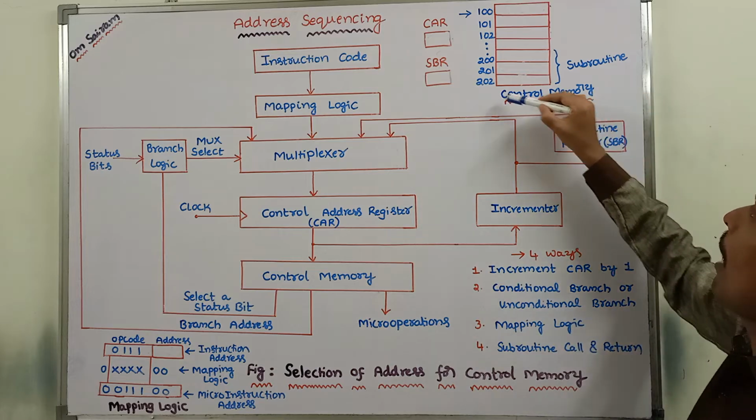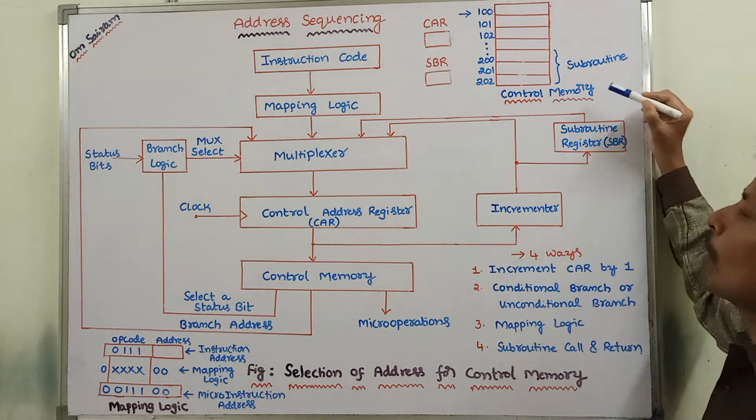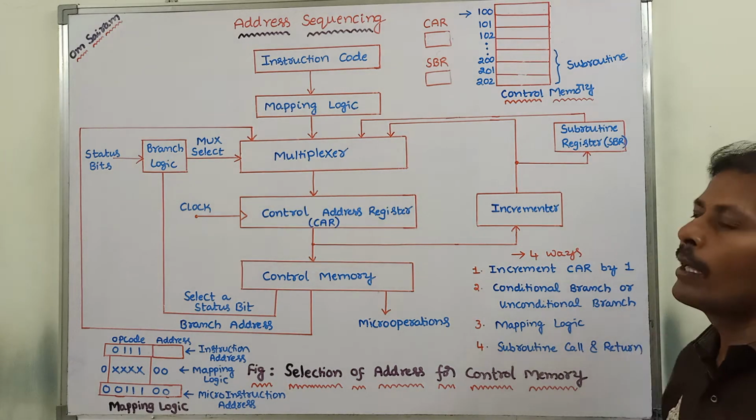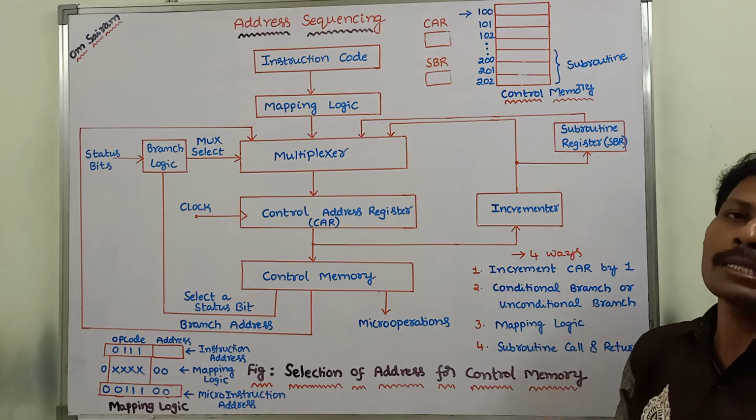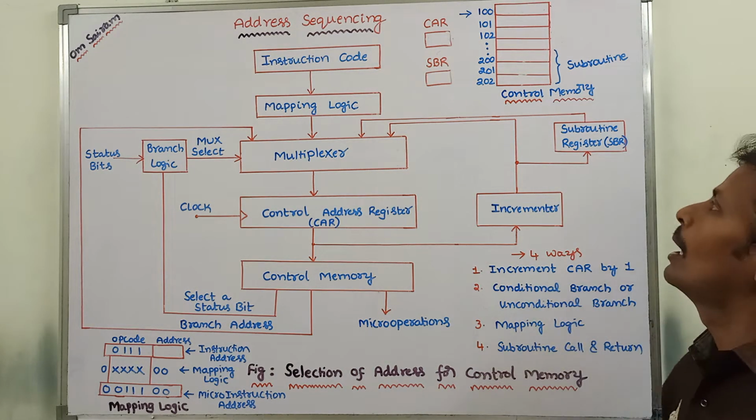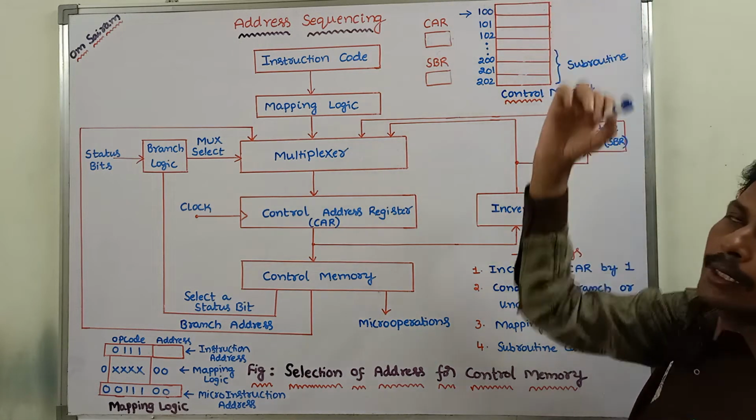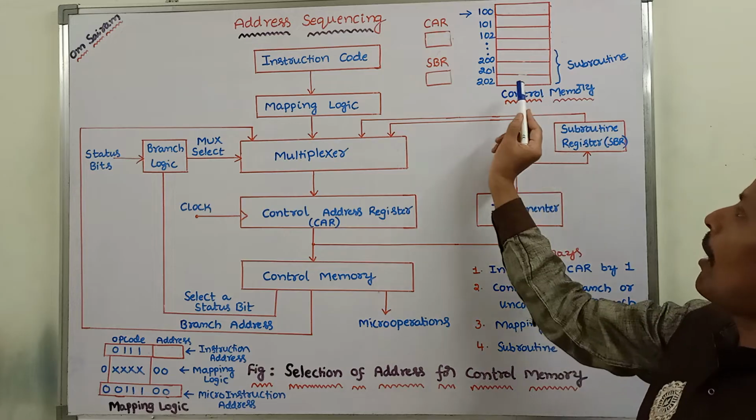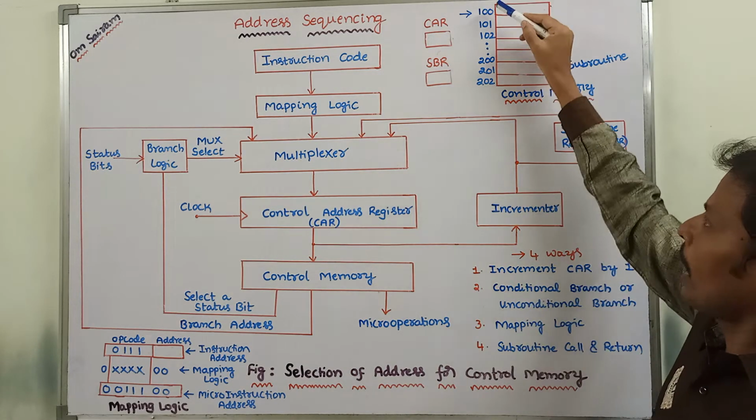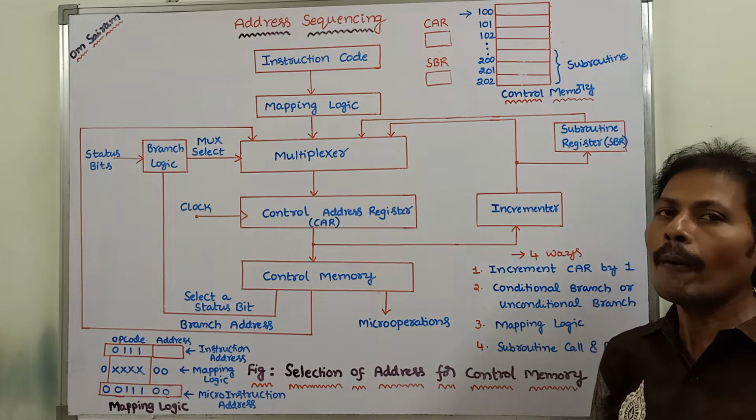This is the control memory diagram. In that control memory, we have to store the microprogram. A microprogram is nothing but a sequence of micro instructions. The first micro instruction address is 100. The last micro instruction address is 202. Total 103 micro instructions are there in the microprogram.